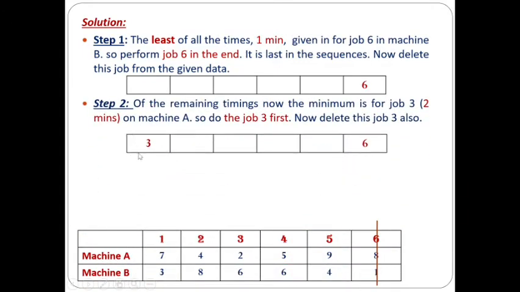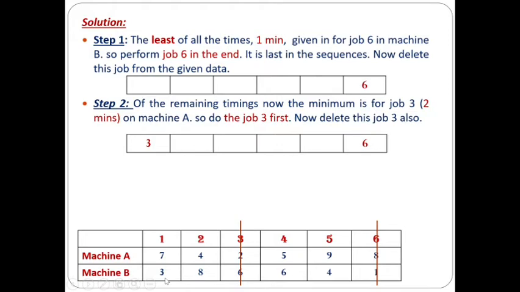So the first available position is the very first position. The particular job, which is number 3, is scheduled in the first available position. After scheduling this, we can just cross it out like this. Then in the remaining matrix, we have to look for the minimum processing time. The minimum processing time is 3, which is on machine B.